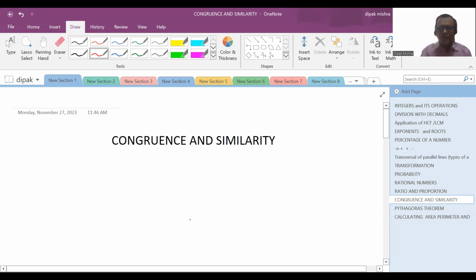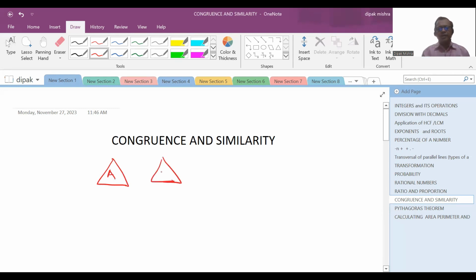To explain it in a very simple way, say there are twin brothers, twin brother A and twin brother B, standing in front of me, and I cannot identify which one is whom. Then we can say that these two twins are congruent to each other in every which way. If we put these figures above one another, we cannot distinguish between the two. Then we can say that these two figures are congruent to each other.